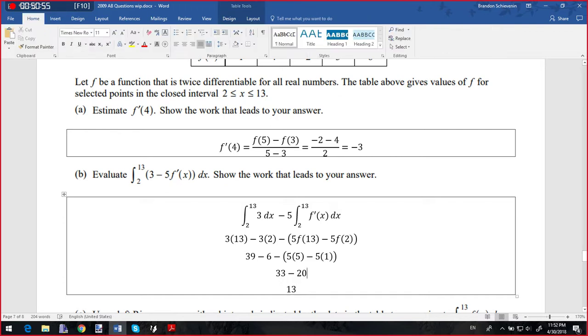Okay, any questions on A or B? Nope, okay.